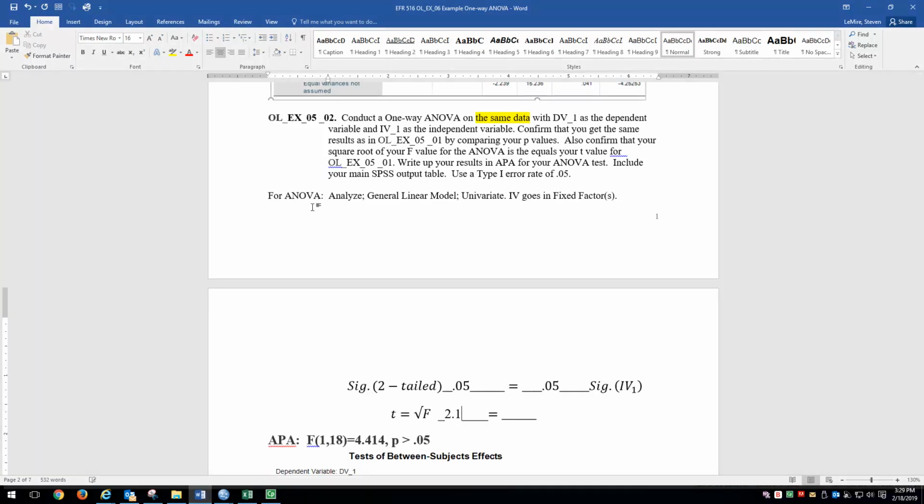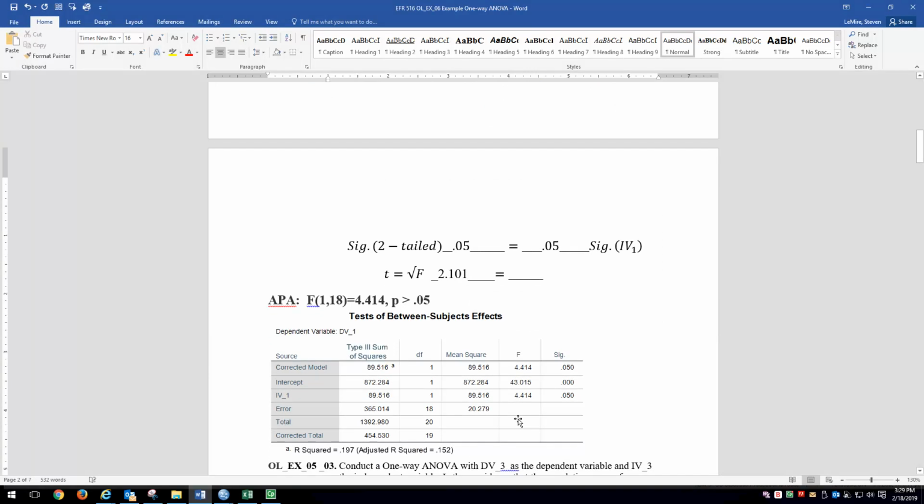2.101. Now, because we're dealing with the F, the F's always going to be positive, so we're going to ignore the negative sign. And now, if we square the t, we should get our F value. If we take the square root of the F value, we should get our t. So I'm going to go ahead and use a calculator for this.